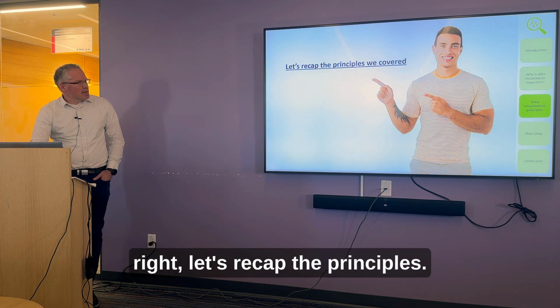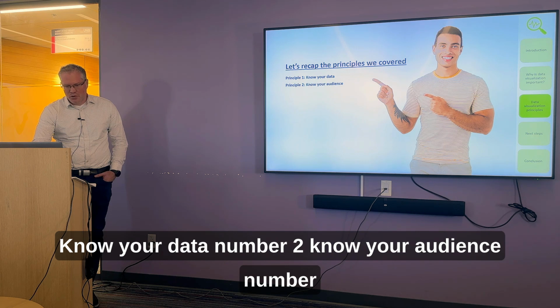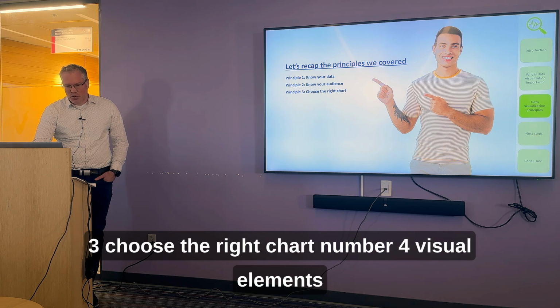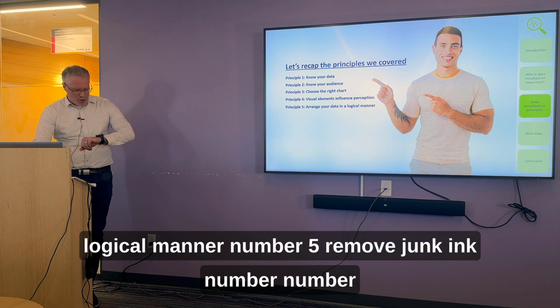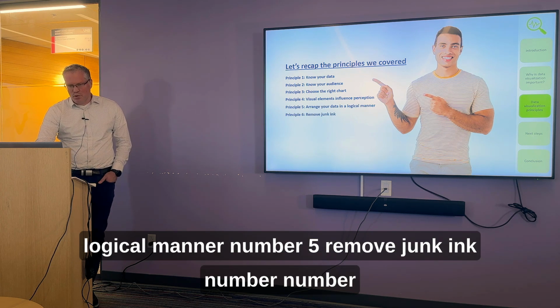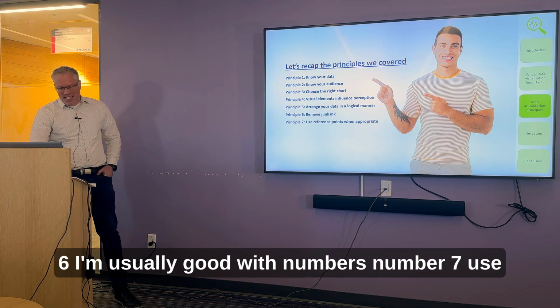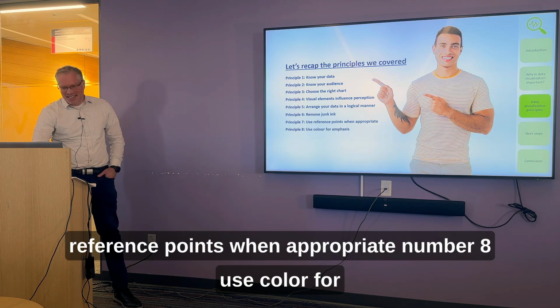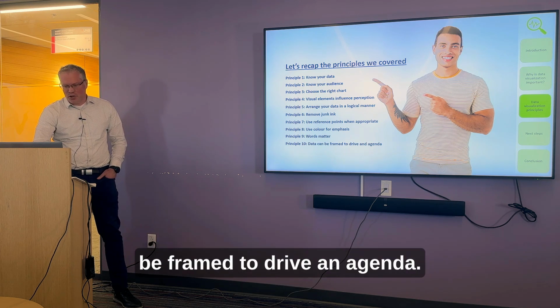All right, let's recap the principles. Know your data. Number 2, know your audience. Number 3, choose the right chart. Number 4, visual elements influence perception. Number 5, arrange your data in a logical manner. Number 5, remove junk ink. Number 6, kidding. I'm usually good with numbers. Number 7, use reference points when appropriate. Number 8, use color for emphasis. Number 9, words matter. Number 10, data can be framed to drive an agenda.